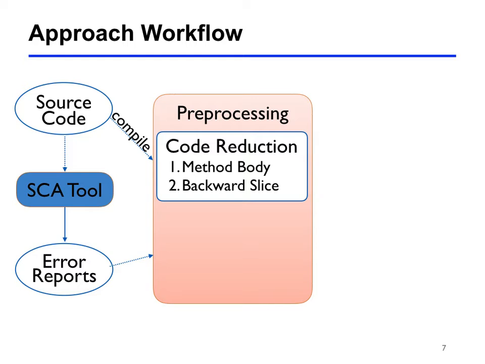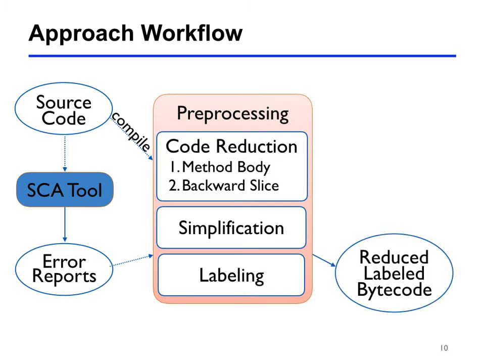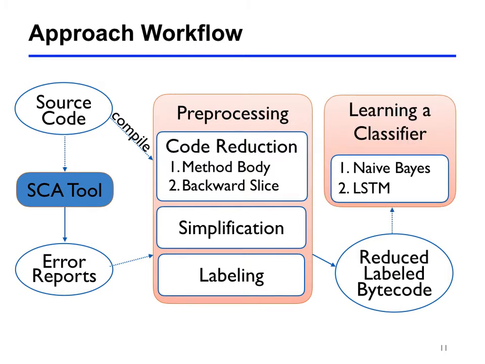We take the analyzed source code and the error reports and do some pre-processing on them. In particular, for each error report, we do code reduction, simplification, and labeling. After this pre-processing, we have a dataset of reduced and labeled bytecode. In this dataset, each data point corresponds to one error report. Finally, we learn a classifier from this dataset using a naive Bayes model and an LSTM model. Now I will give you more details on each of these boxes, starting with the code reduction techniques.